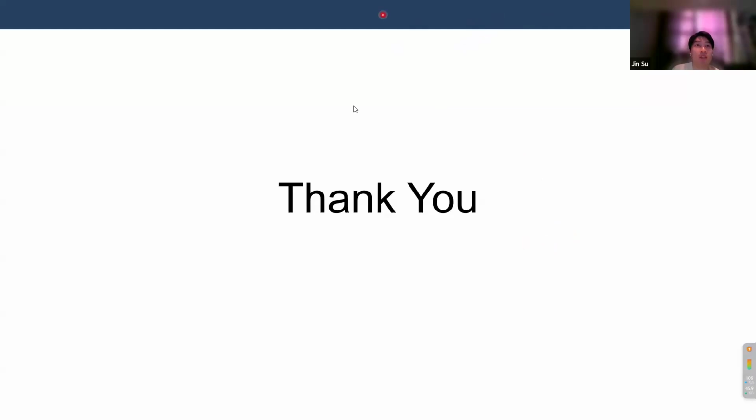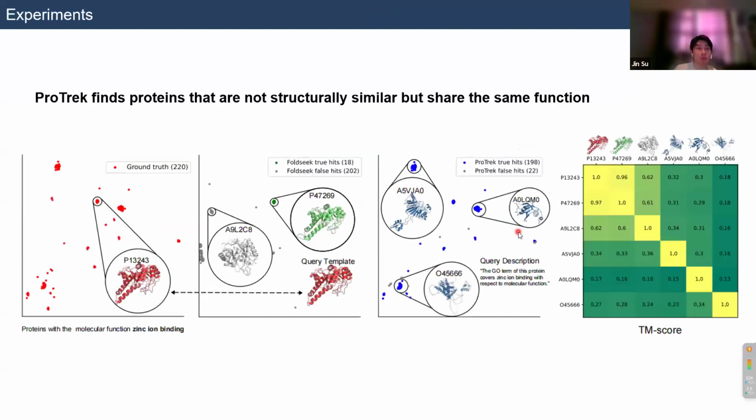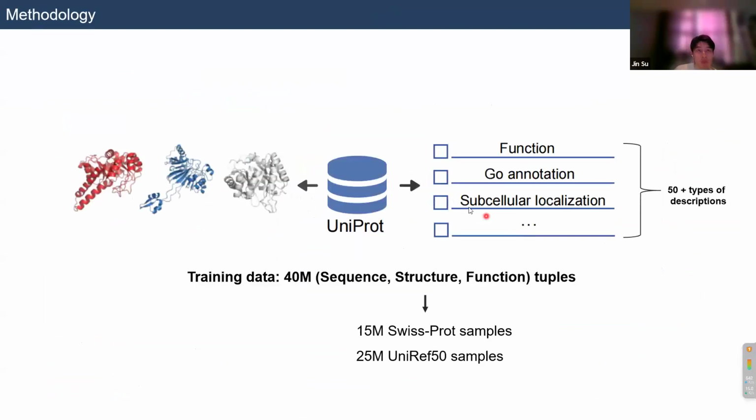Okay, I see. So the first one is that the dataset used for training was not clear. You mentioned SwissProt, but for the final dataset, how was the number reached? Oh, okay. I will return back to the live slides.